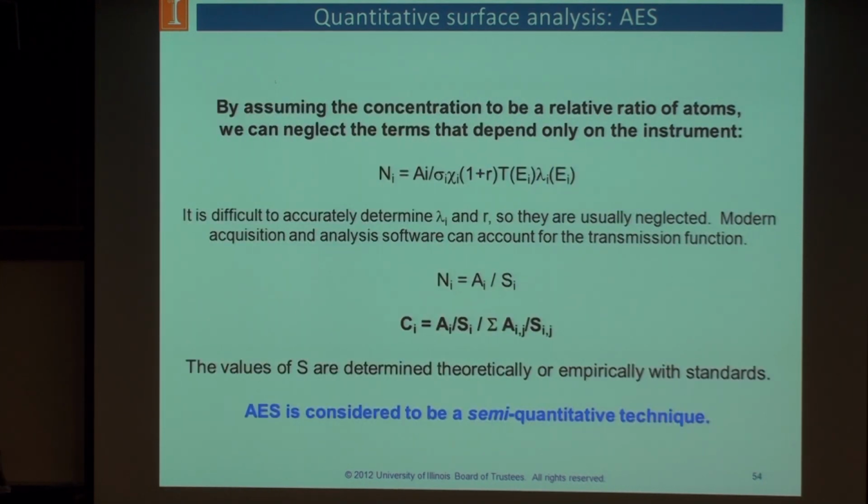Okay, so once again, we're going to assume our concentration is a relative ratio of the atoms. In doing so, we'll neglect a lot of the instrumental terms. And usually, like XPS, we'll neglect the inelastic mean free path. Usually, we'll neglect the secondary emission coefficient as well, because you can model them if you have pure materials, but if you have an unknown compound, it's going to be a little bit difficult to accurately determine your backscatter coefficient. So generally, they're neglected. And then make the same assumptions that we have a homogeneous mixture that doesn't really apply, assuming our analysis volumes are all the same, which doesn't apply either. For those reasons, Auger is also considered semi-quantitative, but with standards and certain practices, you can make it more quantitative.